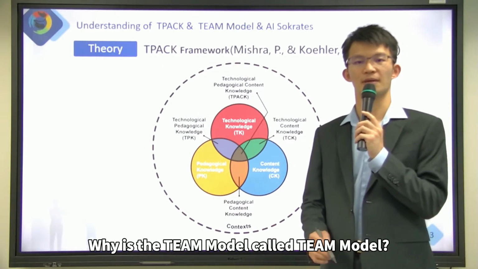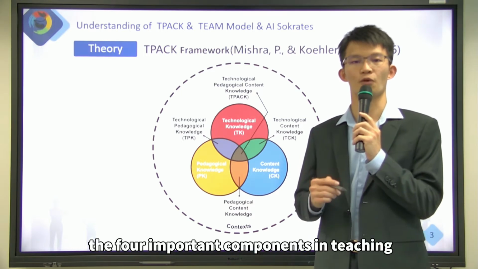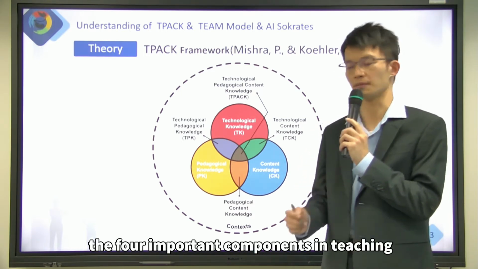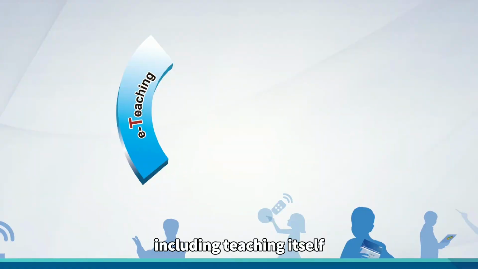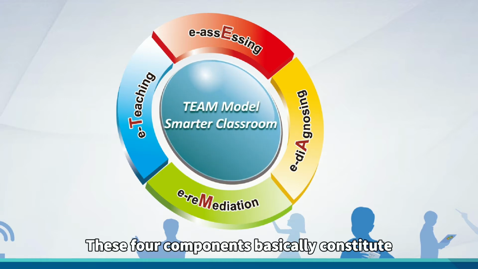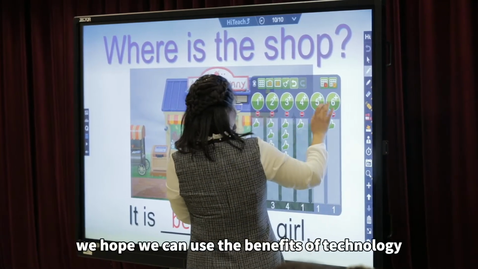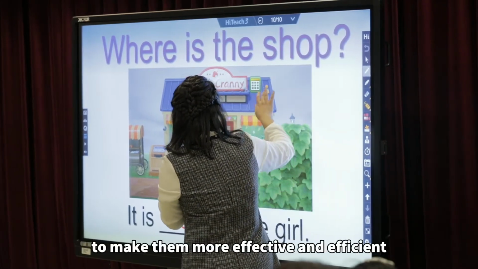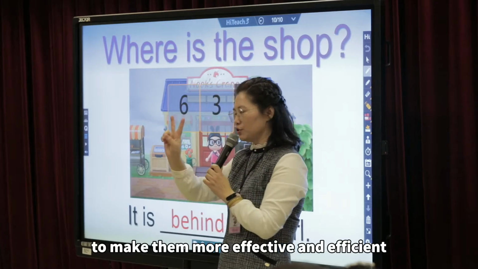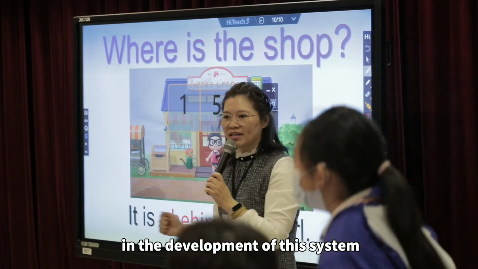Why is the Team Model called Team Model? It is to be able to carry out the four important components in teaching, including teaching itself, assessing, diagnosing, and finally remediation. These four components basically constitute the most important elements of teaching as a whole. We hope we can use the benefits of technology to make them more effective and efficient, which is our most important goal in the development of this system.